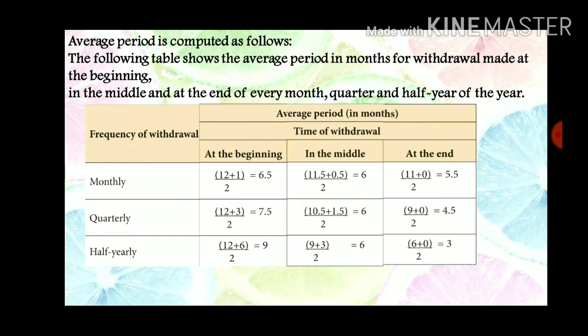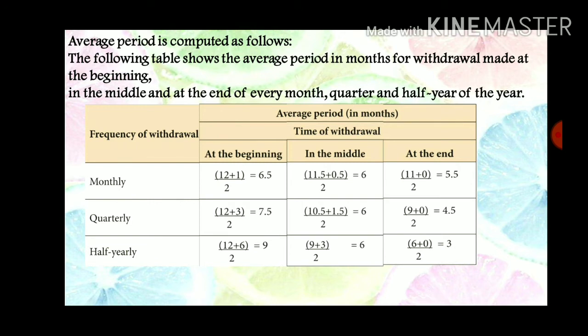At the end of the stage, opening 9 months and closing last month 0. So 9 plus 0, 9, divided by 2 we get 4.5. So quarterly, at the beginning the average period is 7.5, in the middle 6, at the end 4.5.